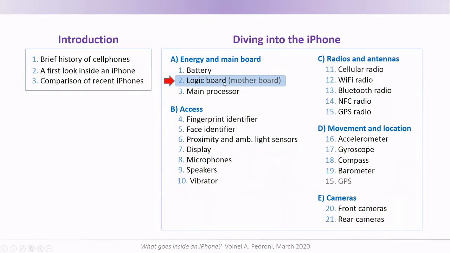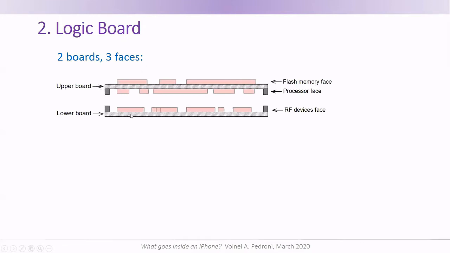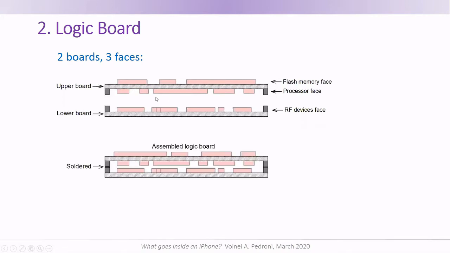Next is the logic board, which is equivalent to the motherboard in a computer. In recent iPhones, it is indeed a set of two boards with components soldered on three faces. This is illustrated here. This is the lower board with components on one side, and this is the upper board with components on both sides. This is usually reserved for radio frequency devices, while here the main component is the main processor, and on this face here, the main component is the flash memory. These two boards are brought together and are soldered all the way around, so this is the final logic board.